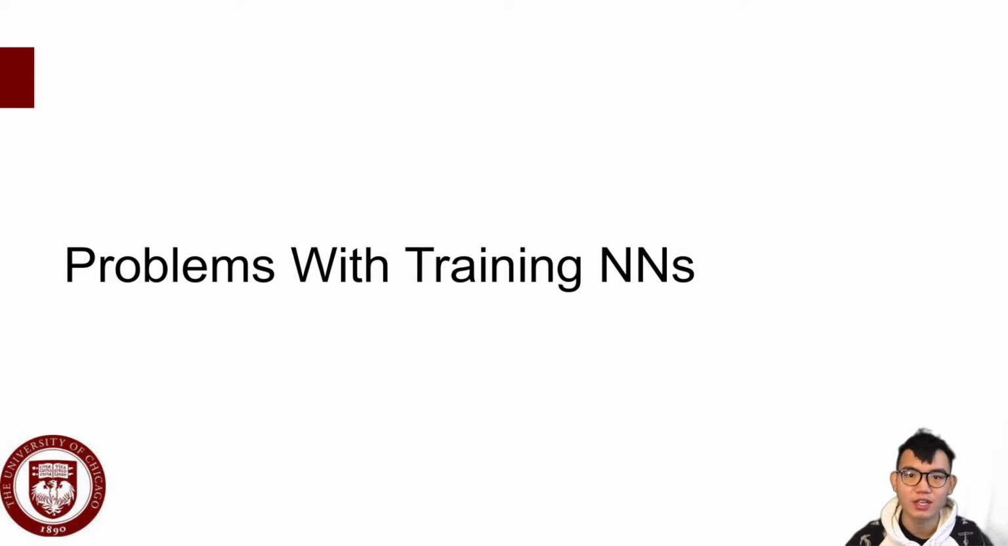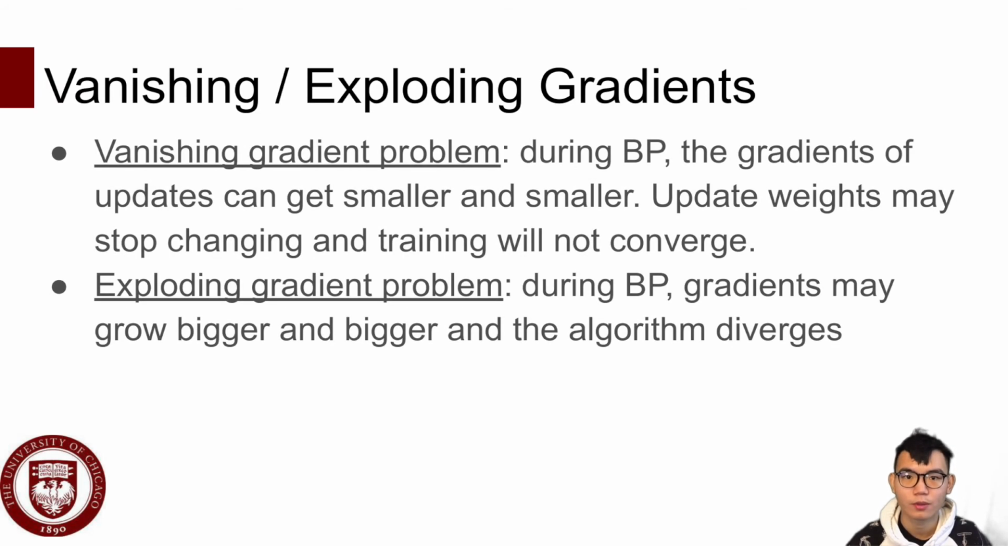Now, let's discuss some issues that you may face when training neural networks. One of the main challenges that people have faced when training deep neural networks is the vanishing and exploding gradient problem. During backpropagation, the gradients of the updates can get smaller and smaller to the point where the update step no longer changes the weights of the neural network and training will not converge.